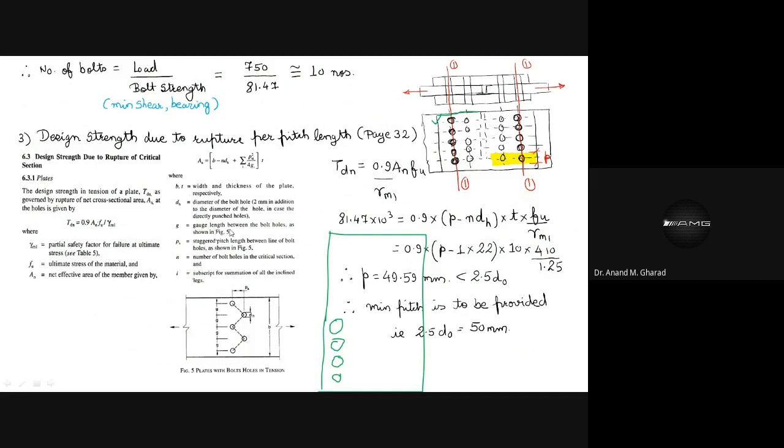G is the gauge length. PS is the staggered pitch length between the lines of bolt holes. N is the number of bolt holes in the critical section. This is very important. I hope you are concentrating when I am explaining this critical section part. I is the subscript for summation of all the inclined legs. So this is the formula.